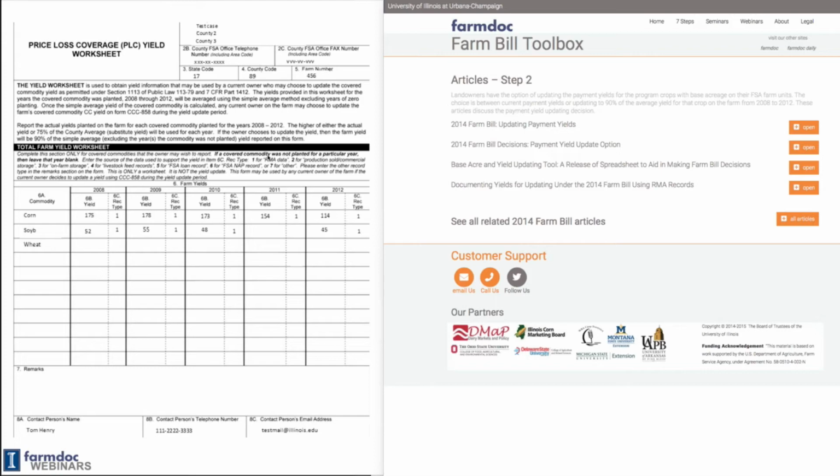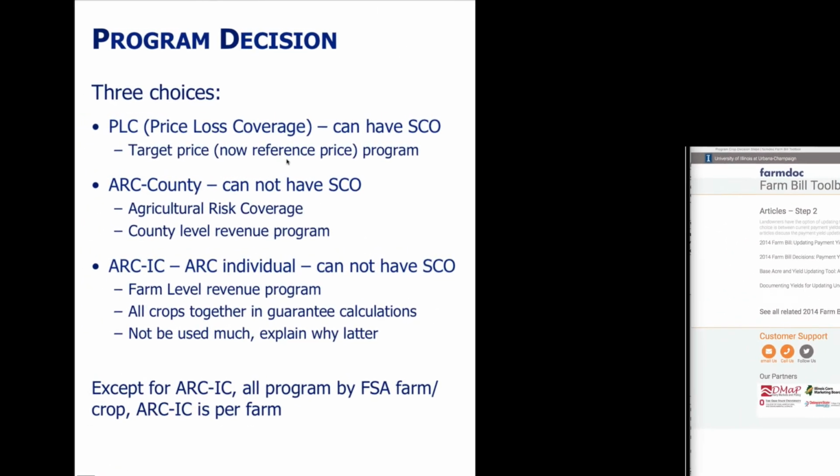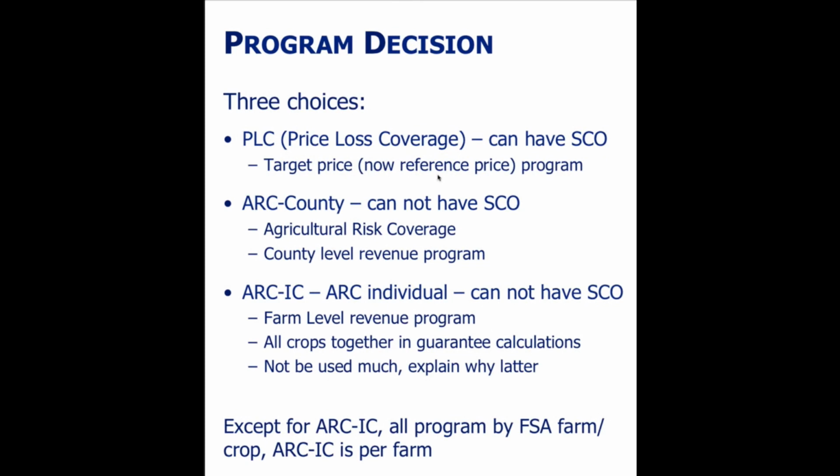All right. So moving on to our program decisions. Now we're going to talk about the program decisions and look at those program decisions. Again, the first two decisions will be done by the deadline of February 27th. This is March 31. You will be choosing between ARC Individual, ARC County, and PLC, and we're first going to focus on Price Loss Coverage and ARC County. If you don't choose ARC Individual, you can assign one crop to ARC County and one crop to PLC. And again, we're going to focus on those decisions first.